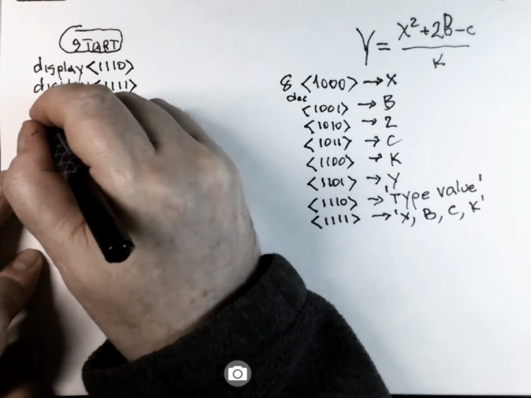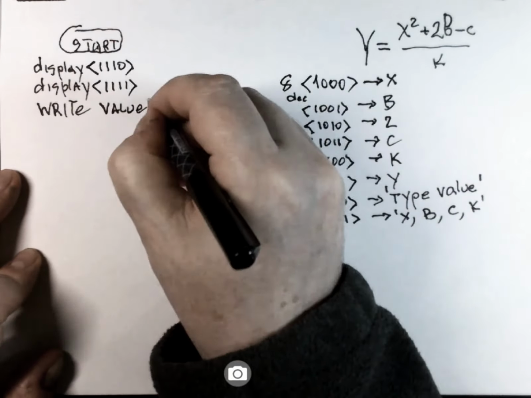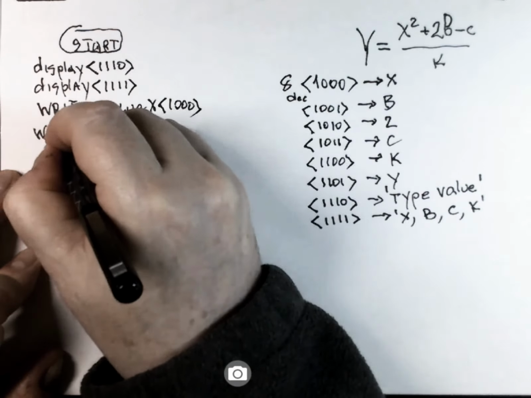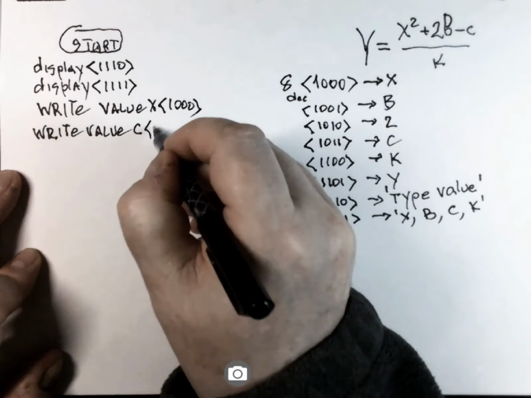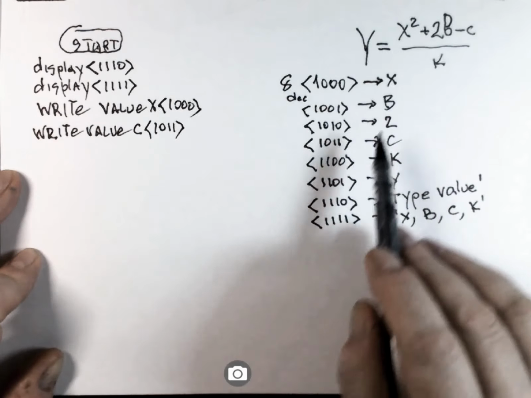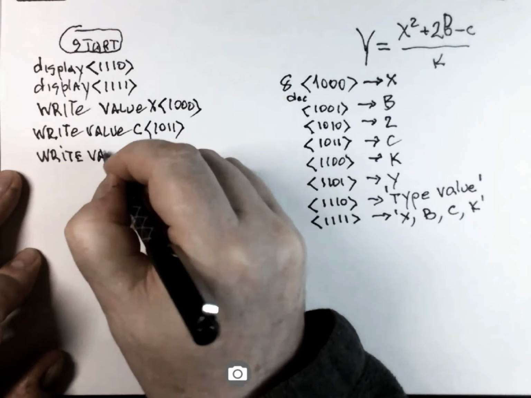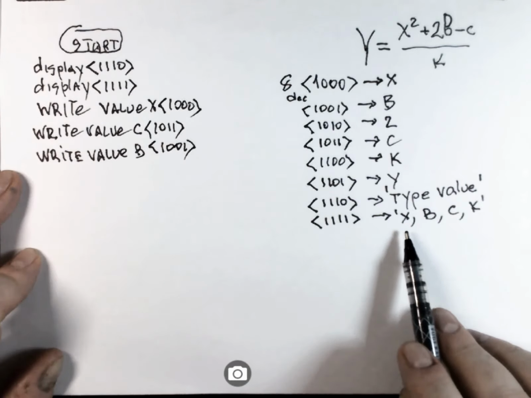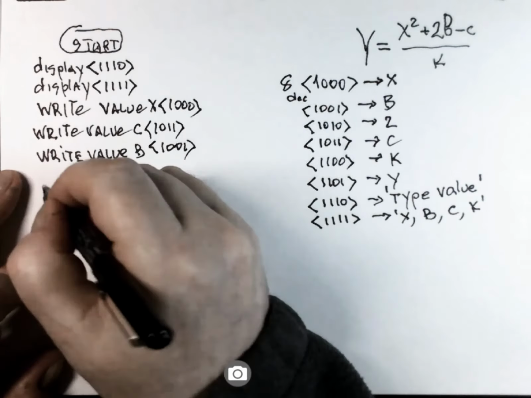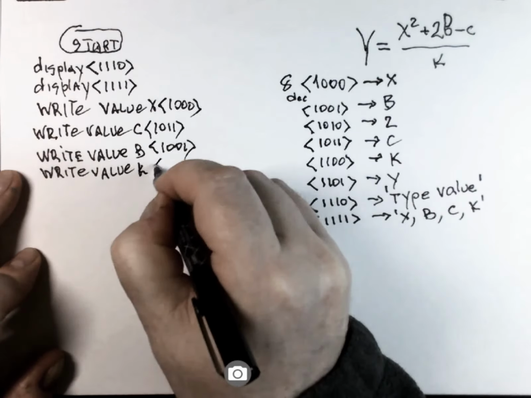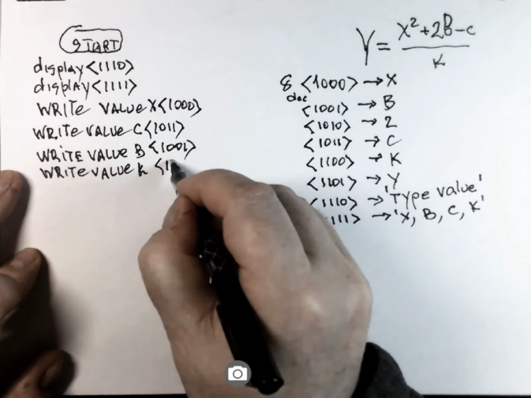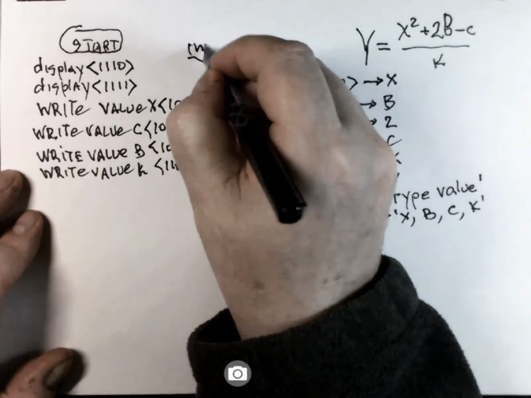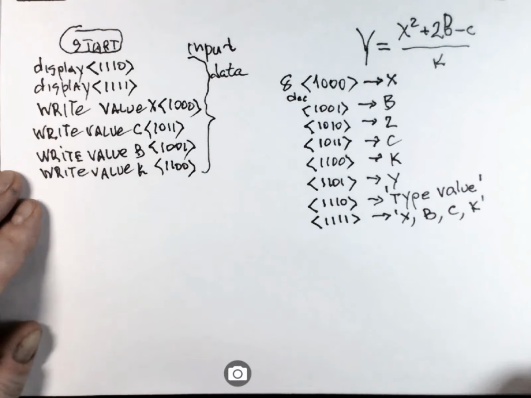Then we need to write value X to cell 1000, write value B into cell 1001, write value C to cell 1011. So we put X, B, and C, and then write value K to the cell dedicated to K, 1100. So folks, this is the input data. Next we will start the calculation part.